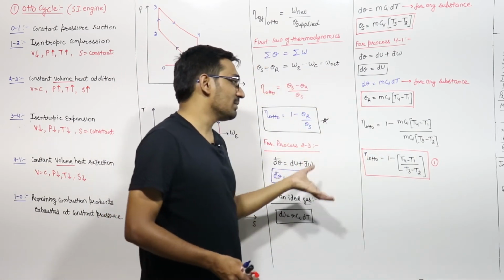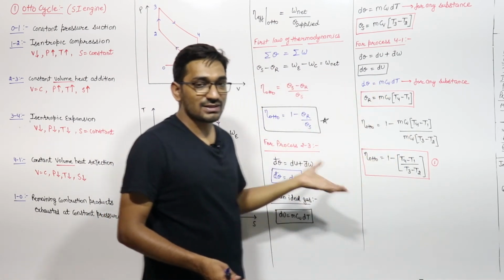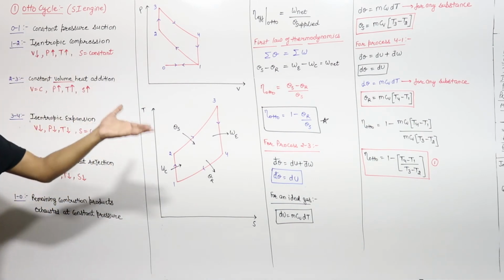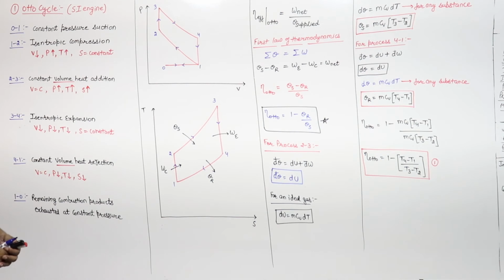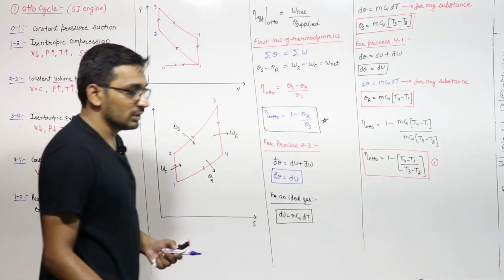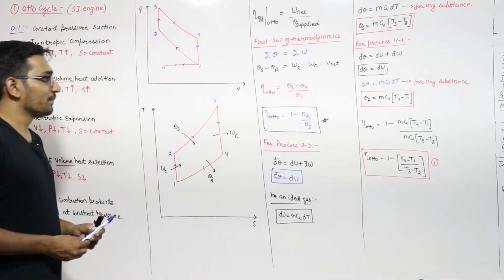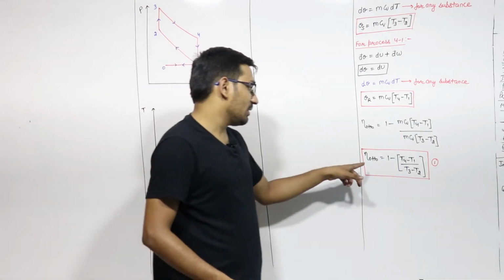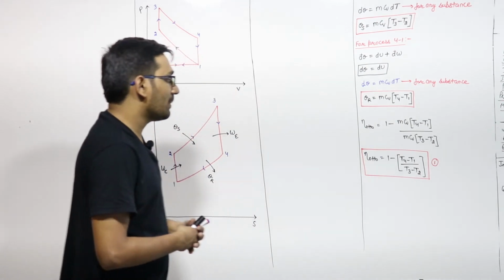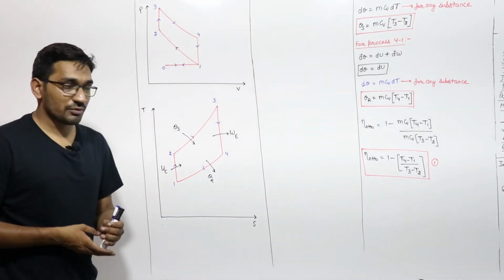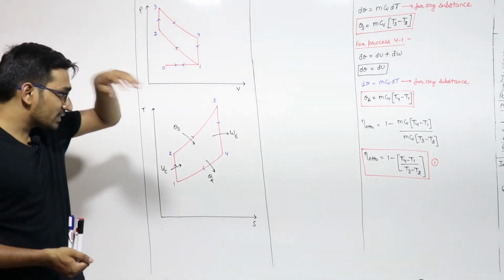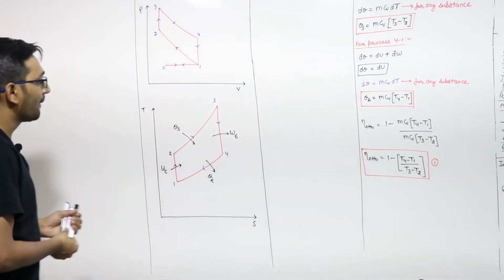If your derivation part is good, then you can easily solve these kinds of problems. No need to remember the final result of the efficiency of an Otto cycle, because it will be confusing. Now the efficiency of the Otto cycle will be this one: 1 minus (T4 minus T1) divided by (T3 minus T2), right? Now we have to derive this further.